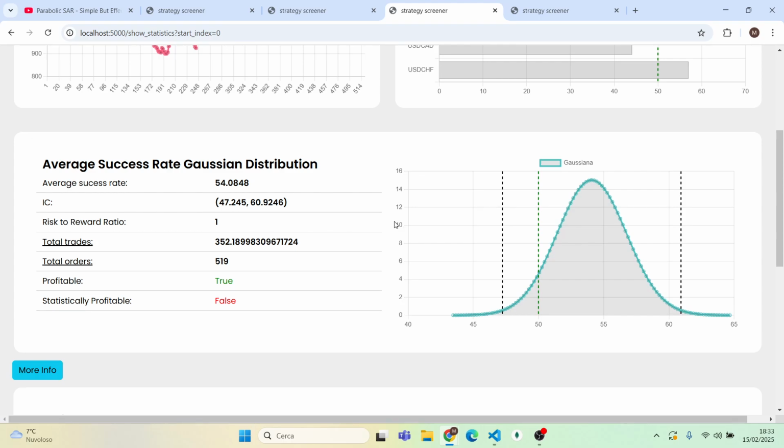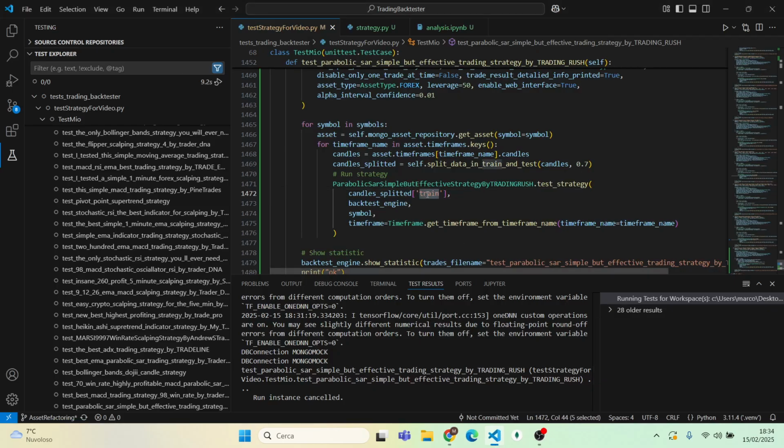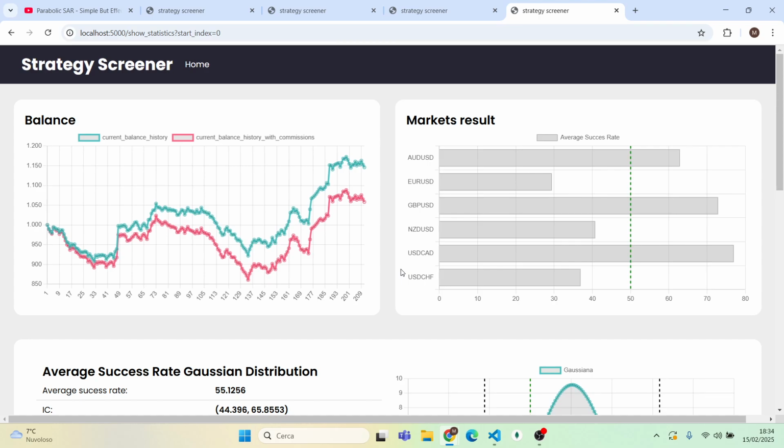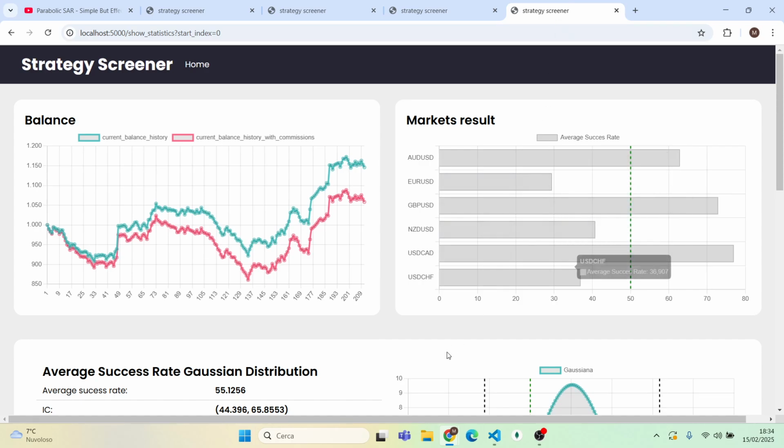Okay, but after saying that, it's time to check whether this improvement is a really good one. Also, as we can see, the strategy is not statistically profitable, but we have to check that we have not overfitted it, because an improvement without checking for overfitting is basically useless. So let's run the strategy again on the test dataset and see the new average success rate. Okay, as we can see, 55%. Here it was 52. So good improvement, 3 percentage points. That's good.